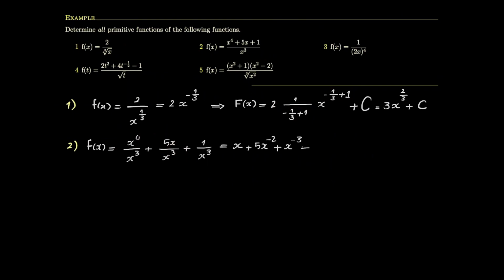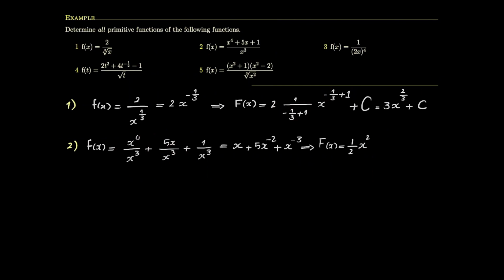And now everything is ready, so I start finding my primitive functions. For the first one, what is the answer? Can you do it in your head? What is x? A primitive function for x is 1 over 2 x squared.